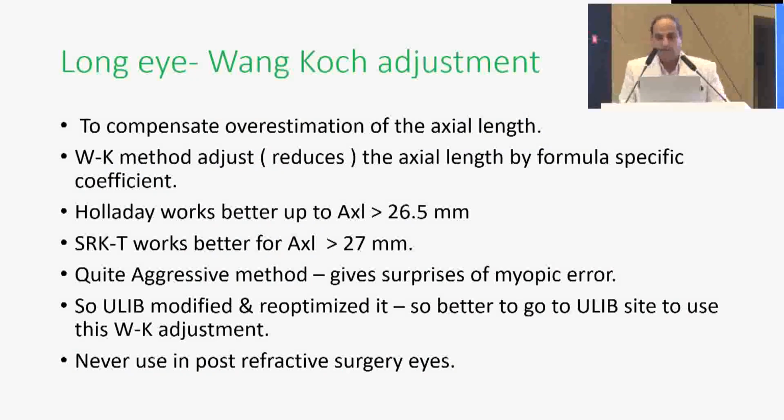This Wang-Koch adjustment reduces the axial length by a formula-specific coefficient. This is all math. Holladay works better up to axial length of 26.5. SRK/T works better for axial length more than 27 millimeters. These are all quite aggressive methods and they give surprises of myopic errors. So ULIB modified and re-optimized it. So better to go to the ULIB site to use this Wang-Koch adjustment. I'll explain to you in the next slide. And never use all these formulas in post-refractive surgery eyes. They are a different subset of eyes.